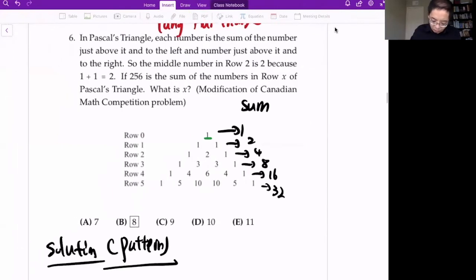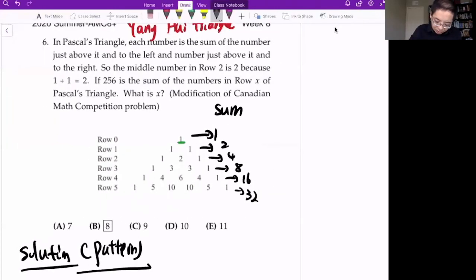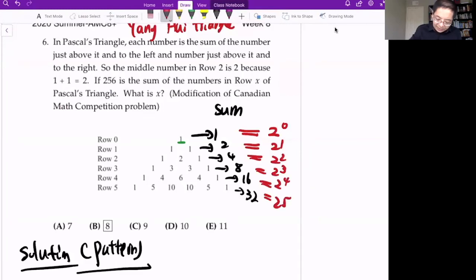So from here, I can rewrite this as 2 to the power 0, which is 1. And this is 2 to the power 1, this is 2 to the power 2, this is 2 to the power 3, this is 2 to the power 4, and this is 2 to the power 5. And those exponents 0, 1, 2, 3, 4 go with the rows, so this is row 1, row 2, row 3, row 4, and row 5.